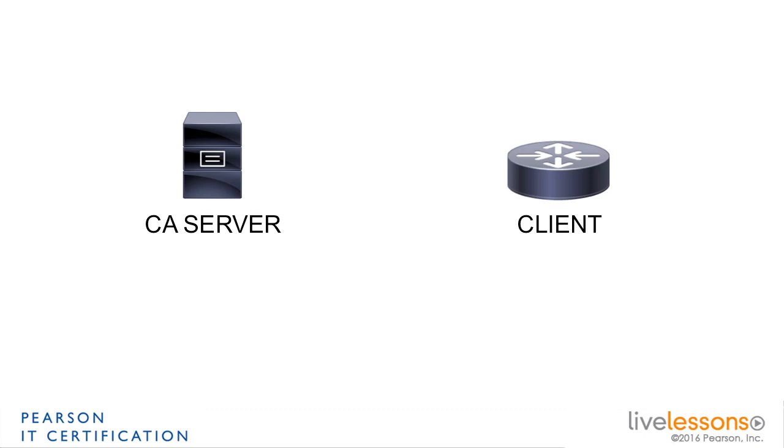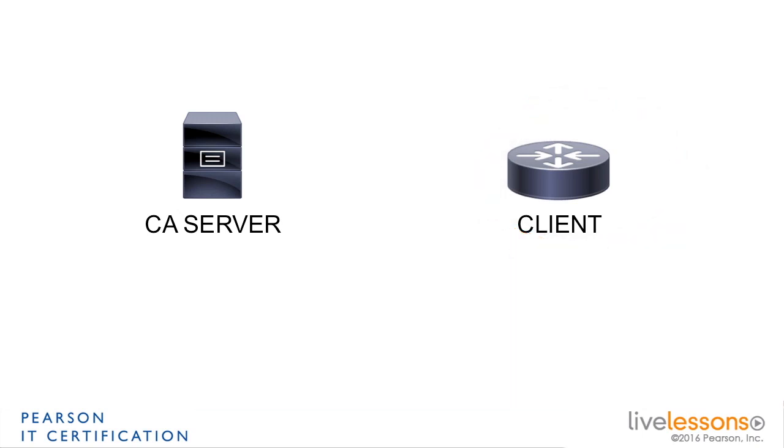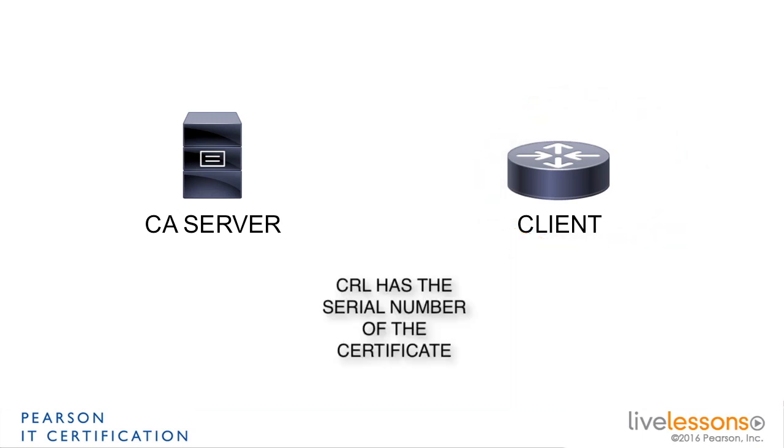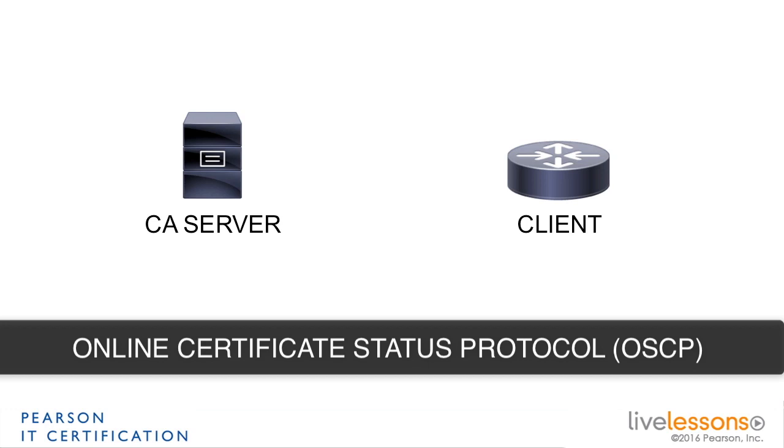Let's look at the example that we have here. The client is an iOS device. If we actually want to revoke its certificate, what we do is we put in the CRL the actual serial number of the certificate of that router. Now there's a newer protocol called the Online Certificate Status Protocol, or OCSP, that is also available for certificate revocation.